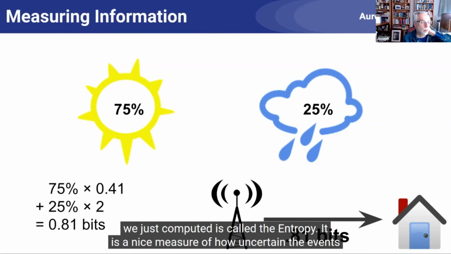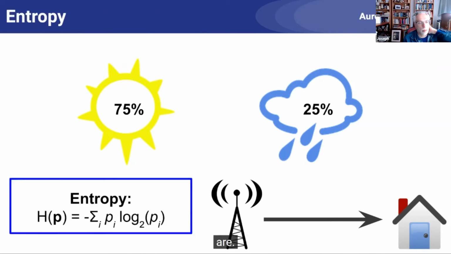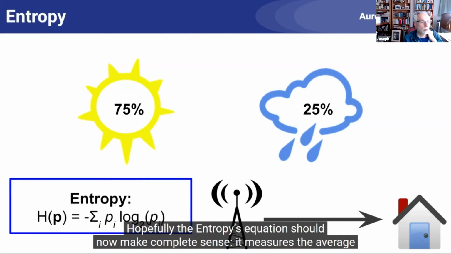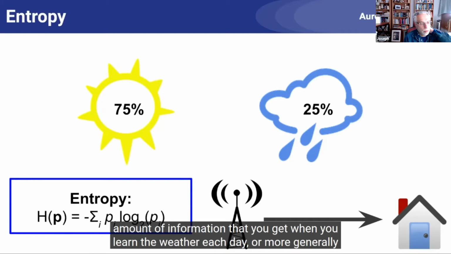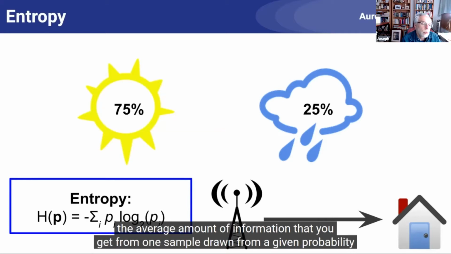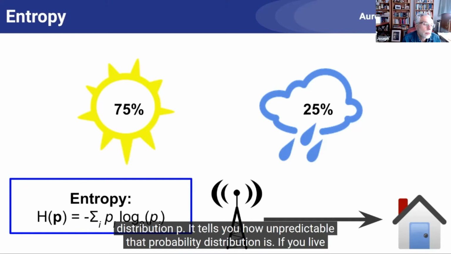So what we just computed is called the entropy. It's a nice measure of how uncertain the events are. Hopefully the entropy's equation should now make complete sense. It measures the average amount of information that you get when you learn the weather each day, or more generally, the average amount of information that you get from one sample drawn from a given probability distribution P. It tells you how unpredictable that probability distribution is.